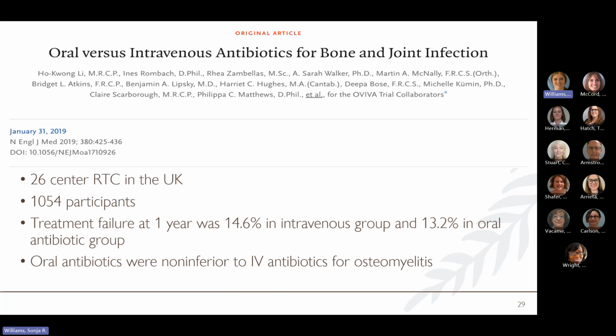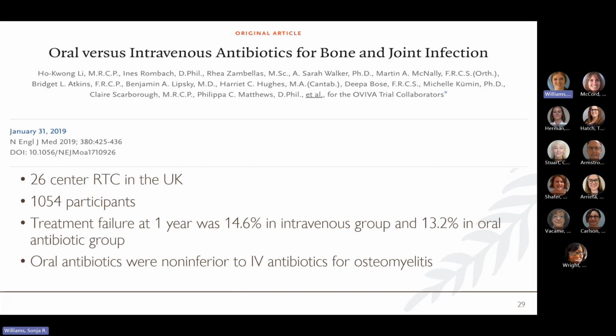So this was 26 different centers in the UK. They had over 1,000 participants, and the treatment failure at 1 year in the IV group was 14.6%, but 13.2% in the oral antibiotic group. And oral antibiotics, as we all know, are much better tolerated. There's much less cost involved, especially with getting patients into either home care, or many patients have to go to SNFs for months for this care. Treating them with oral antibiotics could be a much greater improvement in their quality of life while they're undergoing treatment.